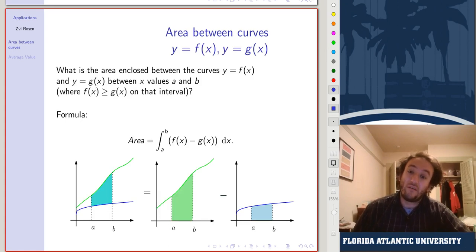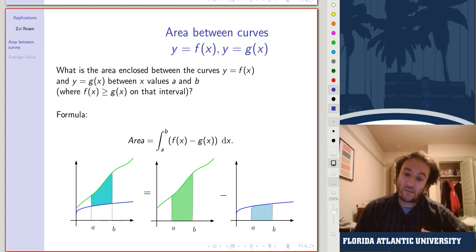But how can we talk about the area between curves? So if we have the curve y equals f of x and the curve y equals g of x, how do we get the area enclosed between those two curves? In particular, what is the area enclosed between the curves y equals f of x and y equals g of x between x values a and b, where f of x is greater than or equal to g of x on that interval? And we get the formula: the area is equal to the integral from a to b of f of x minus g of x dx.